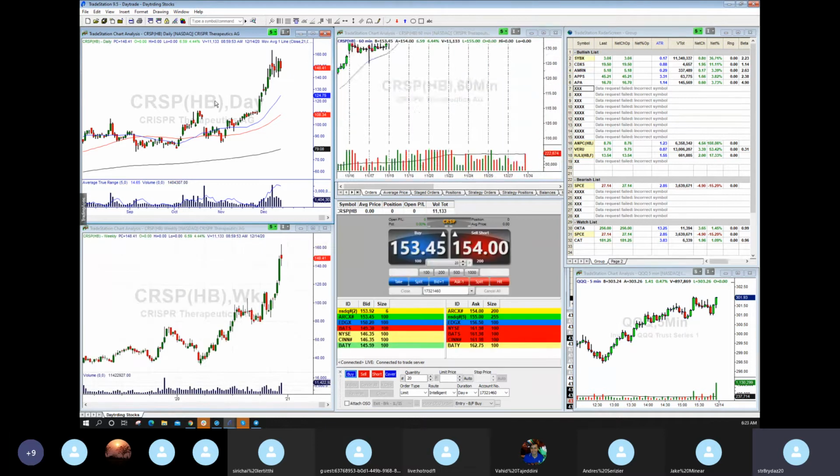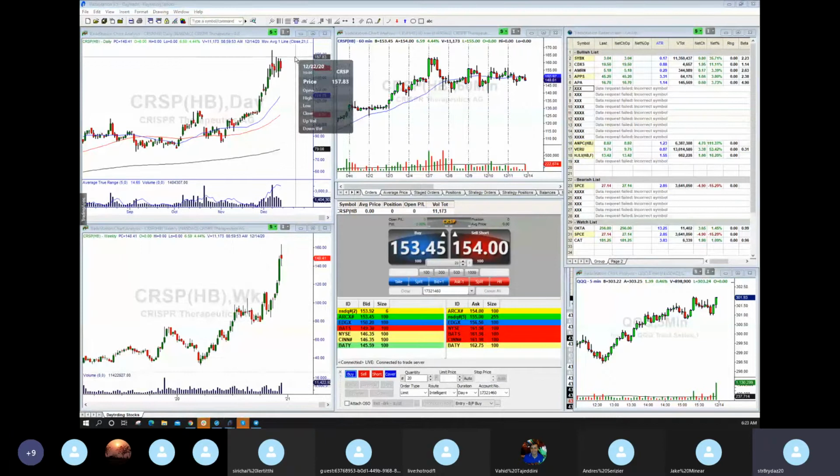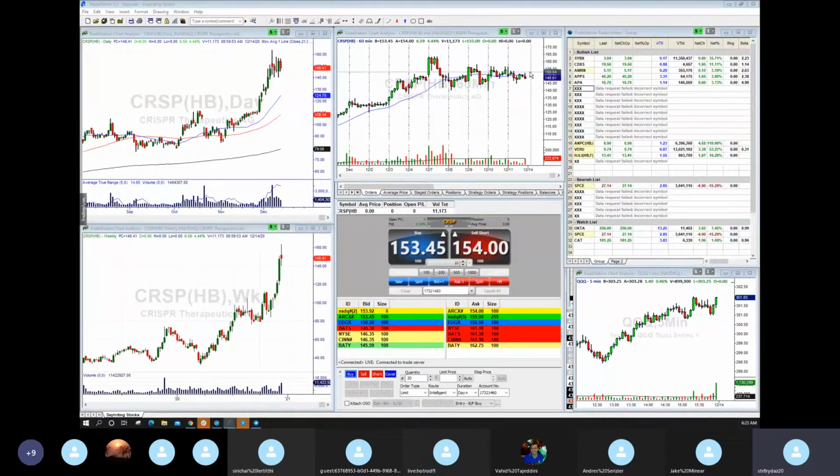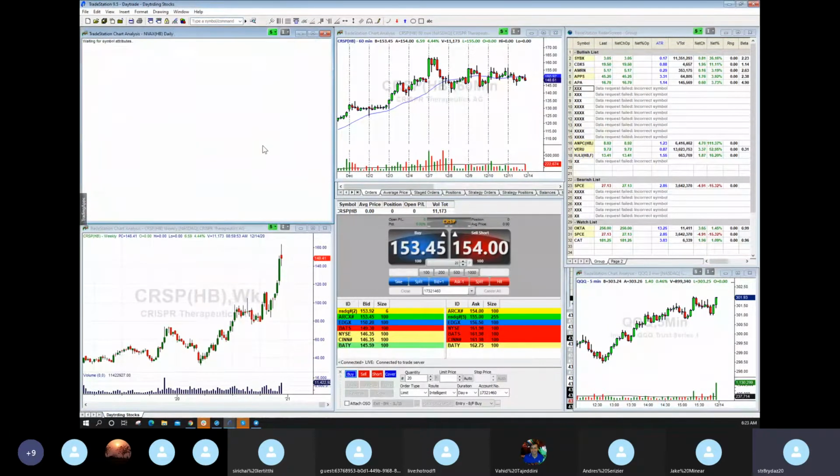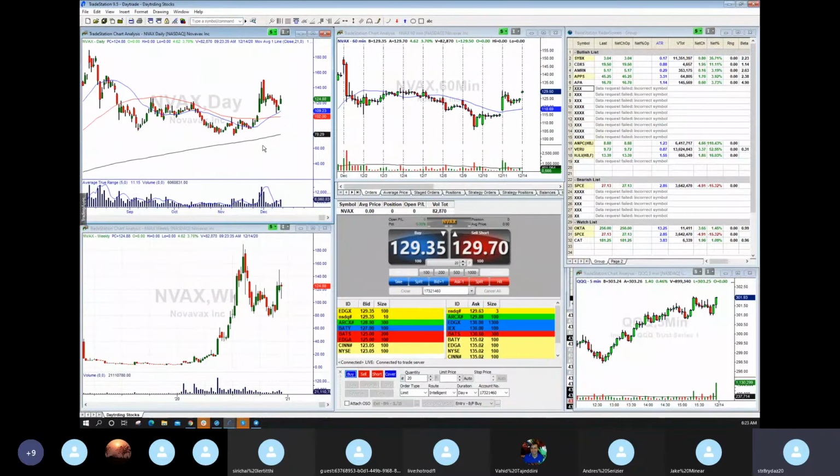CRSP, 11,000 shares traded. It's at 153. Now this is the concern here, the volume. But if it's gapping up to 153, the problem is it's gapping right into resistance. See, right into resistance. It may work, but I'm passing on CRSP for me.